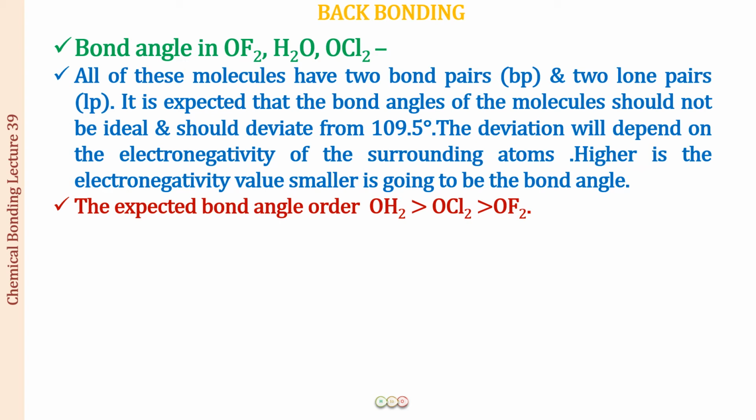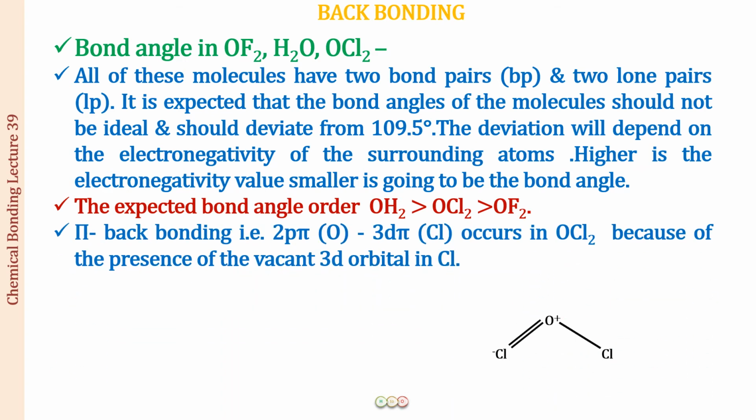But we know that OCl2 is going to exhibit back bonding, because oxygen is a second period element having a lone pair of electrons, and chlorine, being a third period element, has a 3d vacant orbital. So here they can undergo back bonding, which is going to be a 2p pi, 3d pi back bonding. And when this happens, there is going to be a partial pi bond, a partial double bond character, imparted to both of the OCl bonds.